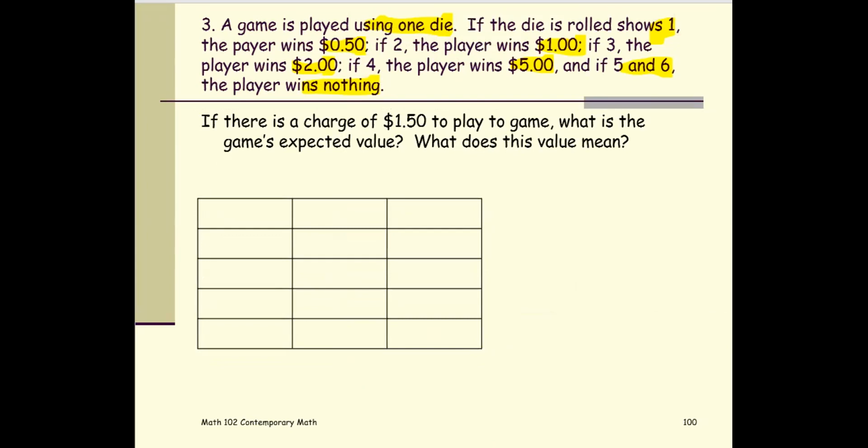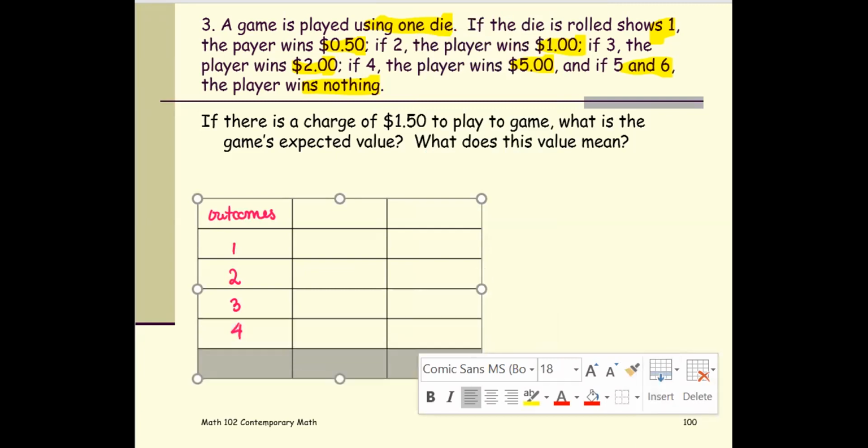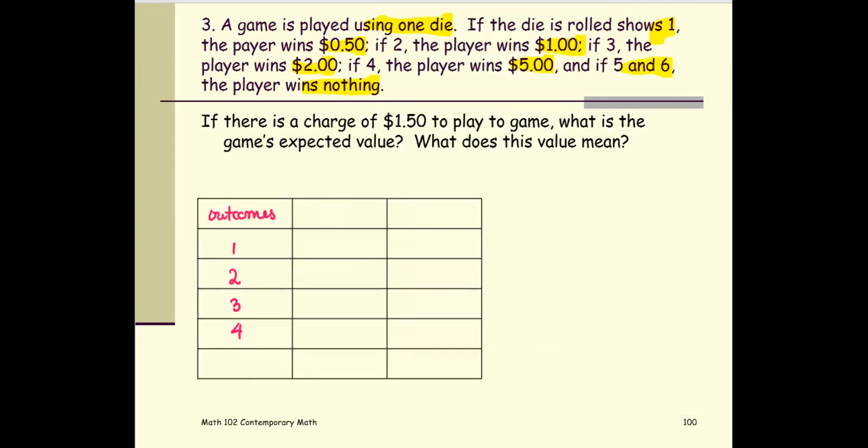The first column is the column of outcomes. The outcomes: the die is rolled and shows the number 1, the die shows number 2, number 3, number 4. Oh, we need more rows, so I'm going to add another row here. Insert row below. So the outcomes that come out to be 5 or 6.